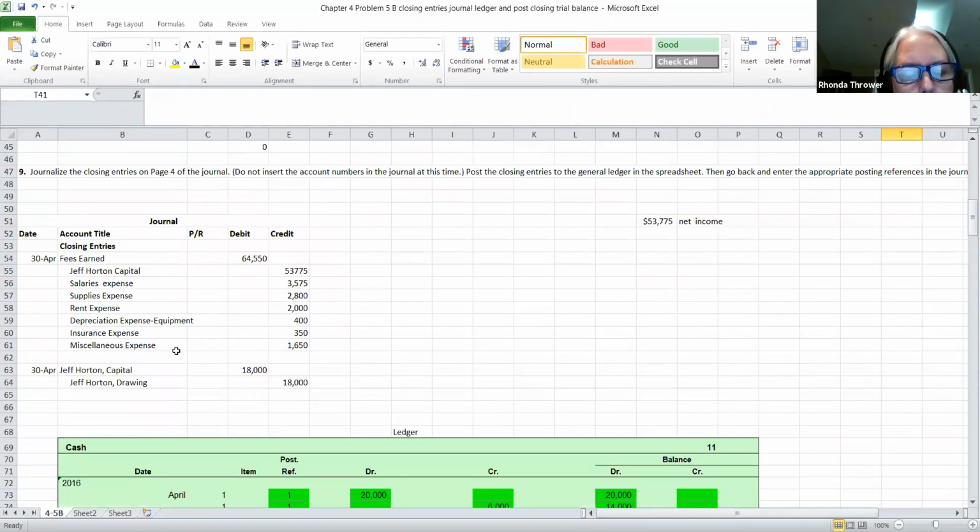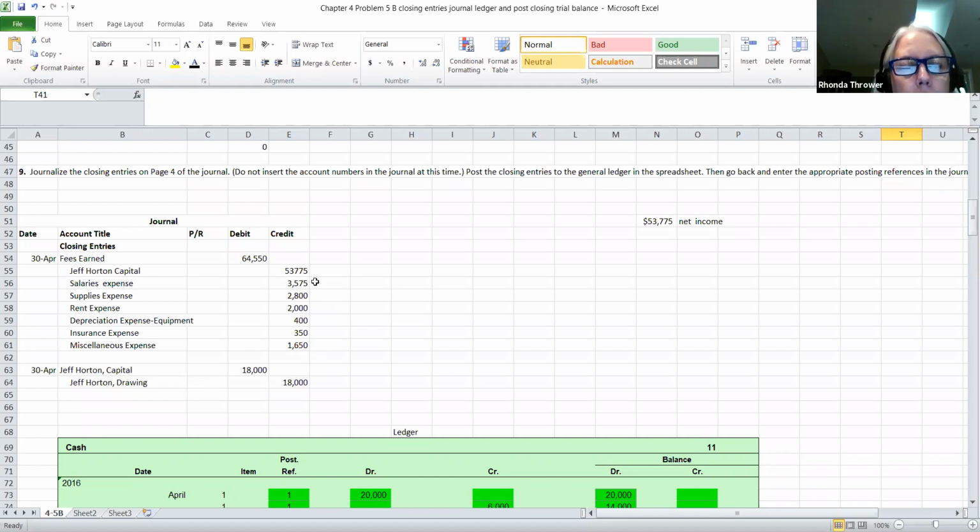So to close out accounts, we close temporary accounts. And your temporary accounts are your revenues and your expenses and your drawing. Capital is never closed. It's a permanent account. Well, I say never, but if you're going out of business, we're going to zero it out when you decide that you want to end your business operations forever. You can zero it out at that point in time. But while you're in business, your capital account is always going to be permanent.